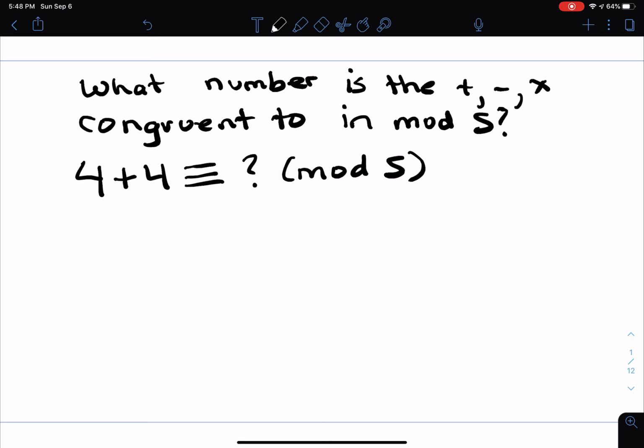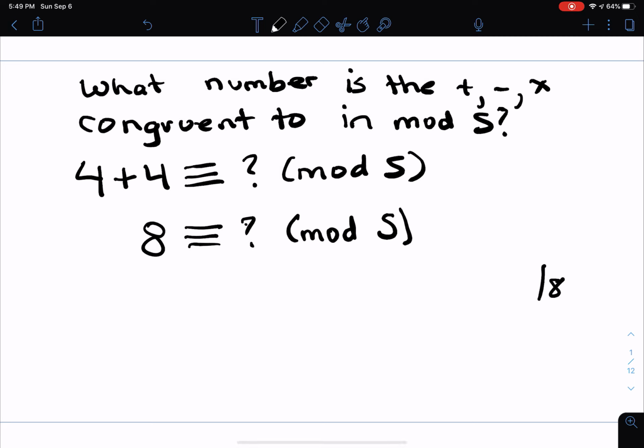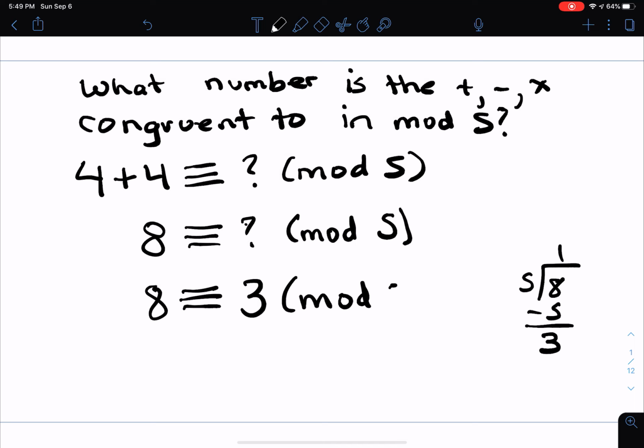All right, since 4 plus 4 is together on one side, you just say 4 plus 4 is 8. And then you figure out what that is congruent to mod 5. You're trying to find a number from 0 to 1 less than the modulus, so it can be 0, 1, 2, 3, or 4. For this problem, divide 8 by 5 and see what the remainder is. 8 is congruent to 3 mod 5. So 3 is the answer here.